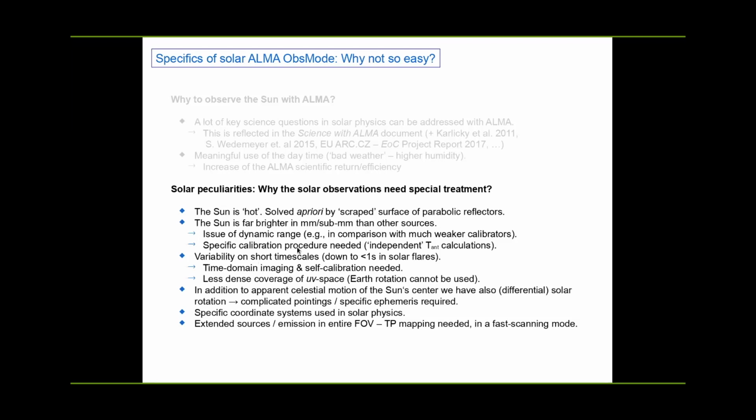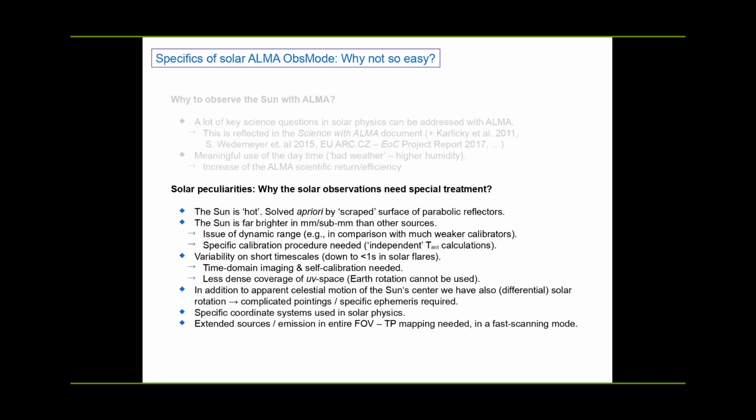We need a specific calibration procedure. We have to independently observe what the antenna temperatures are, because for most sources, antenna temperature is negligible with respect to system temperature. And basically what we are doing in interferometry is collecting this very tiny signal above a lot of noise. With the sun, it is vice versa.